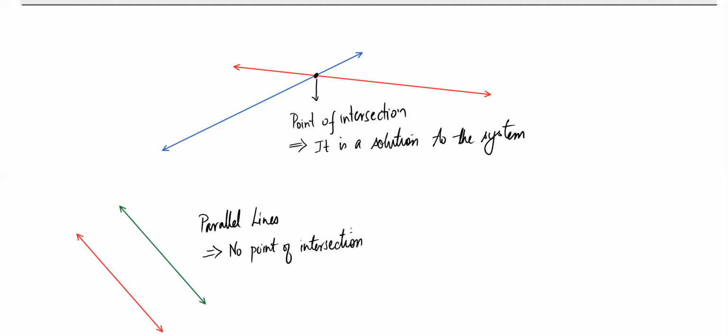That means they will not have a solution. So parallel lines have no solution. Solution means something that's common to both, right? Even in real life, if you're finding a solution to a problem, it should appeal to both sides, right? If two people are having a problem and you're trying to find a solution, it should appeal to both of them. That's the same idea here. A solution should work for both. And in parallel lines, there is no solution. So we just declare that situation as no solution.